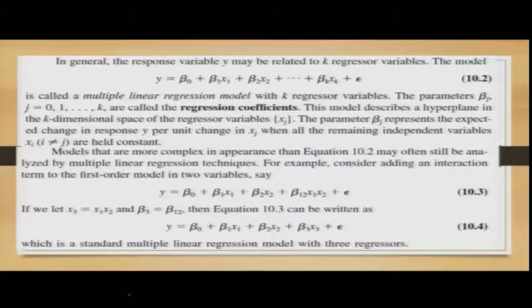So the model can be y is equal to beta naught plus beta 1 x1 plus beta 2 x2 plus beta 12 x1 x2 plus epsilon. If we put x3 equal to x1 x2 and beta 3 as beta 12, then the equation can be written as y is equal to beta naught plus beta 1 x1 plus beta 2 x2 plus beta 3 x3 plus epsilon, which is a standard multiple linear regression model with 3 regressors x1, x2 and x3.